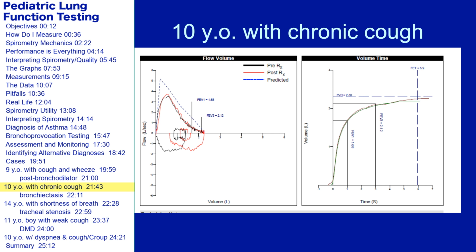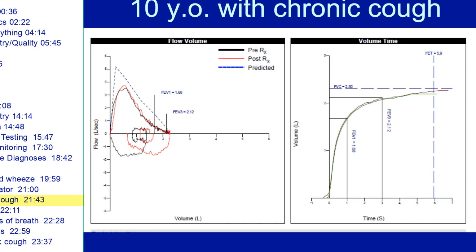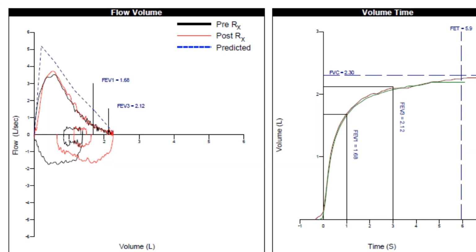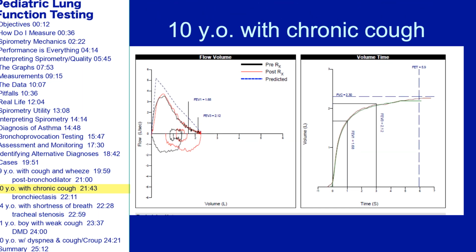The next case is a 10-year-old with chronic cough, and this is overlaying both the pre and the post bronchodilator spirometry. And you can see that there's still this area of scooping, so there's some obstruction there, but there's really no difference after they got albuterol. And so it is airflow obstruction, but it is not technically meeting diagnostic criteria for asthma.